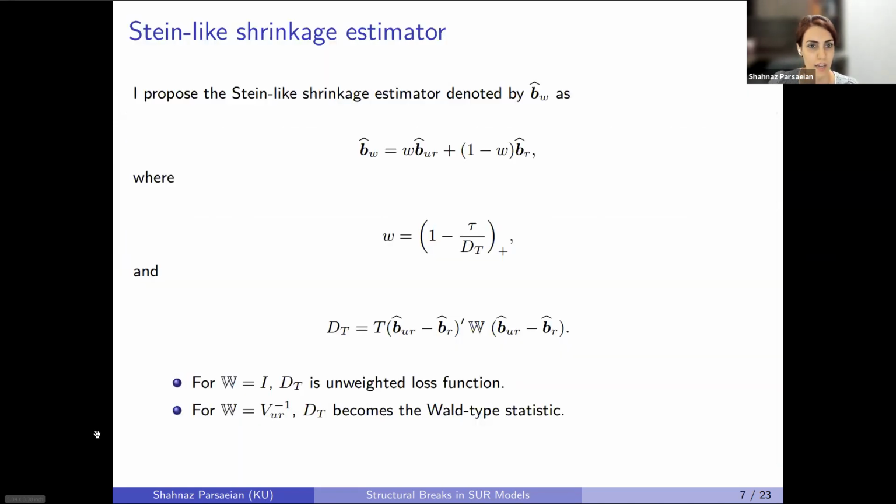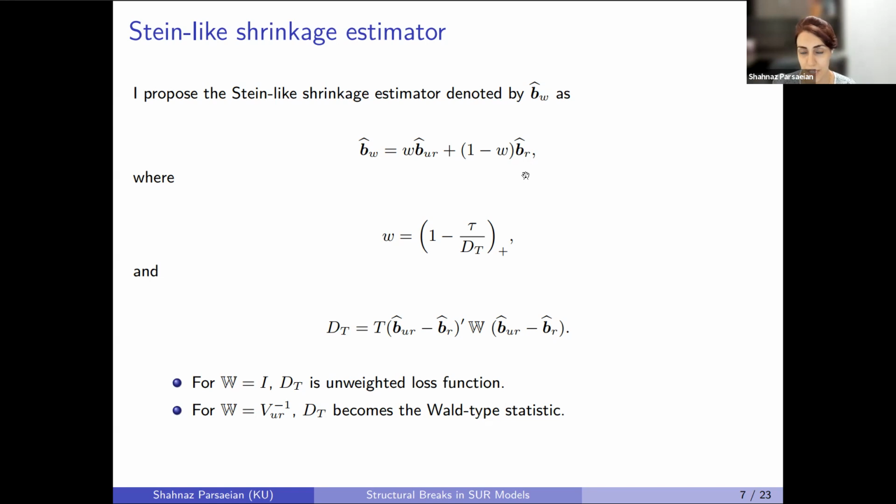Okay. And here is the estimator, the Stein-like shrinkage estimator, denoted by b hat W. And this is the combination of two different estimators. One of them is the unrestricted estimator, which uses observations within each regime separately and then estimates the slope coefficient. So this is going to be the consistent estimator, but it is less efficient because it drops some of the observations. And the other one is the restricted estimator. The restricted estimator just uses all of the available observations in the sample. So basically it ignores the break.